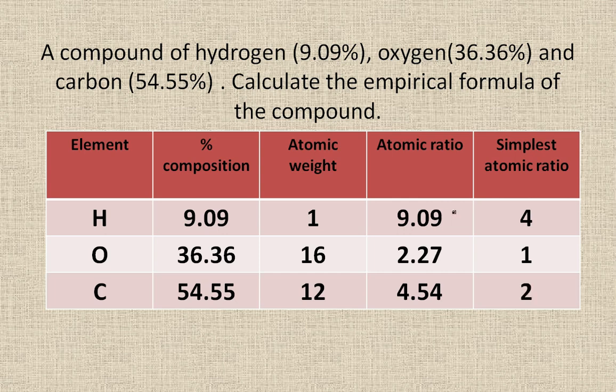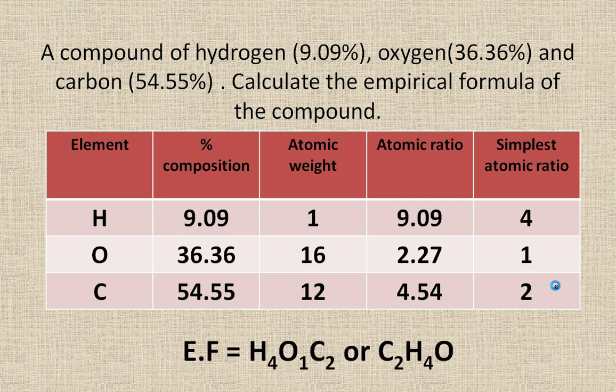So our empirical formula becomes H is 4, O, that is oxygen, is 1, carbon is 2. So our empirical formula is H4O1C2, that is C2H4O. Now, after the determination of empirical formula, we'll switch to determination of molecular formula.